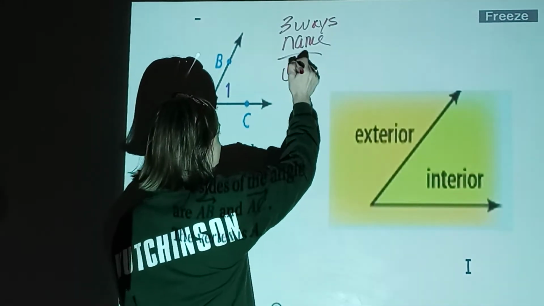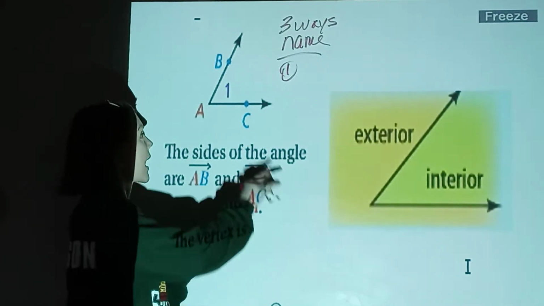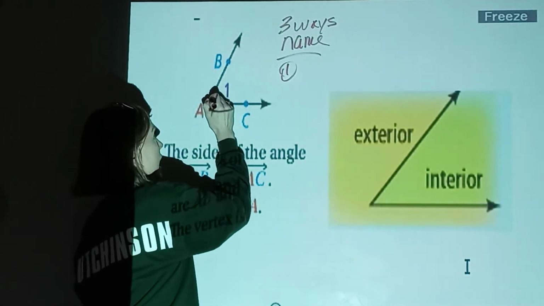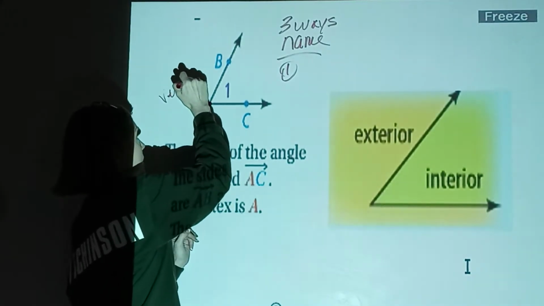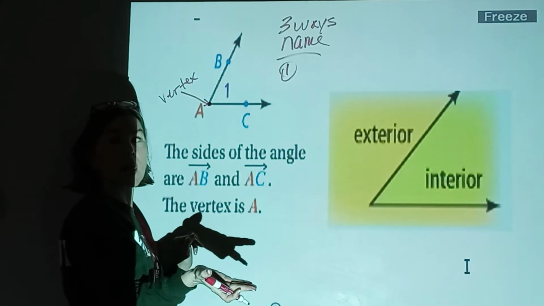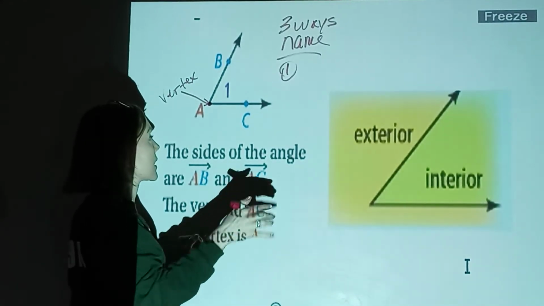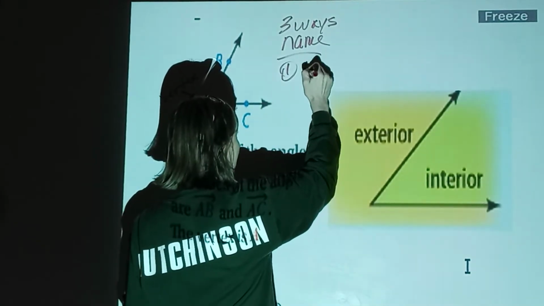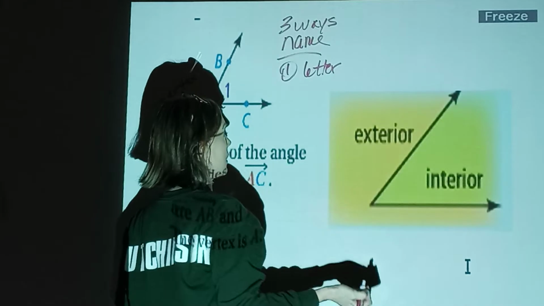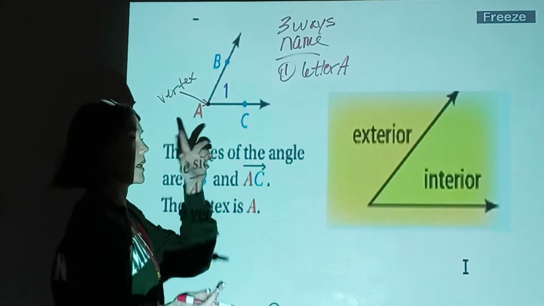So number 1, you can use the letter at the vertex. So everybody draw the dot because you drew this. Draw the arrow to it and write vertex. That's the vertex of an angle. Okay, make sure you draw that. And what is the letter at the vertex? A. So you can just use the letter at the vertex. So letter A at the vertex. That's one way to name it.